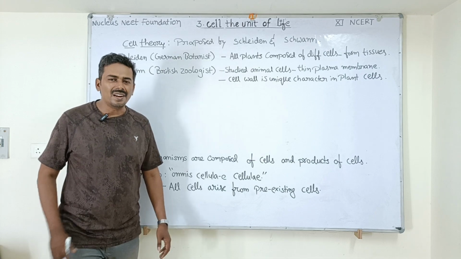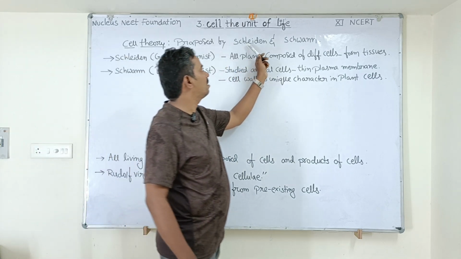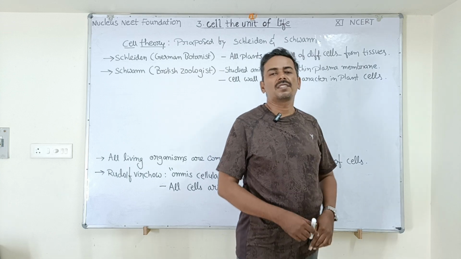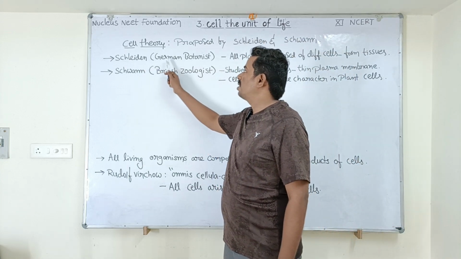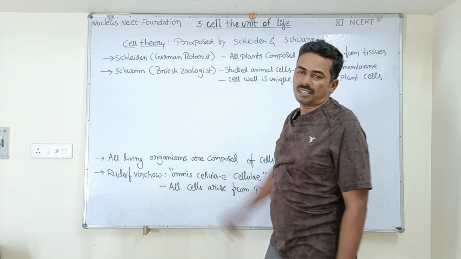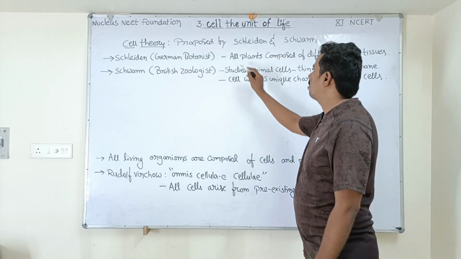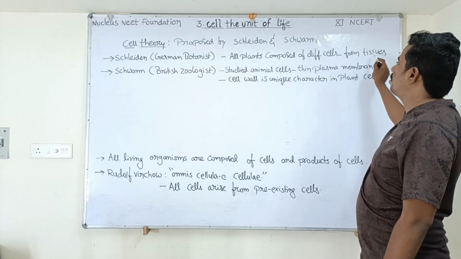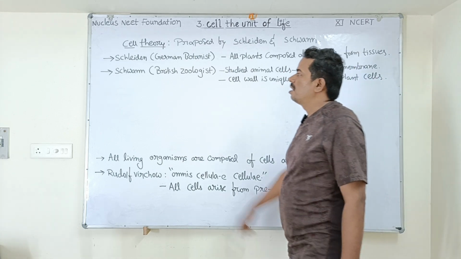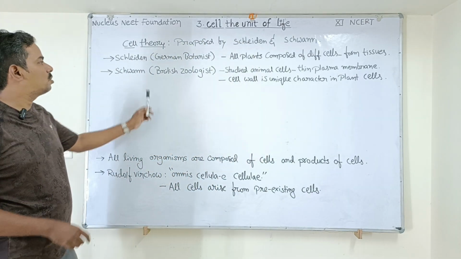Now let us discuss the concept of cell theory, which was proposed by two scientists, Schleiden and Schwann. Schleiden belonged to Germany. He was a German botanist. Schleiden studied several plant tissues, and he told that all plants are composed of different types of cells which form tissues. And Schwann was British. He was a British zoologist.